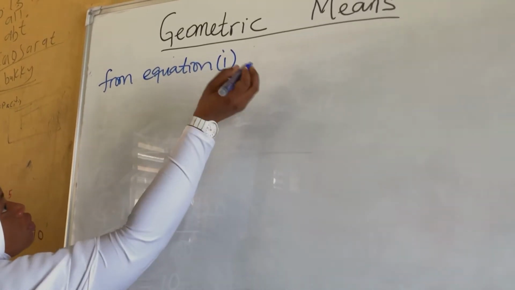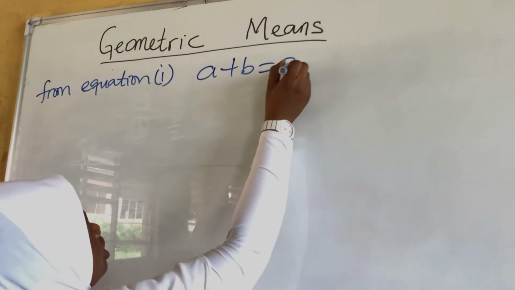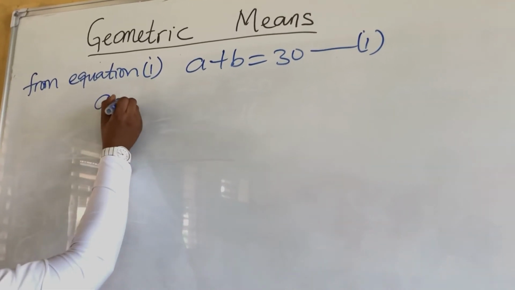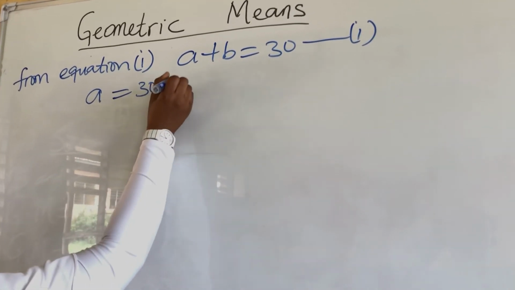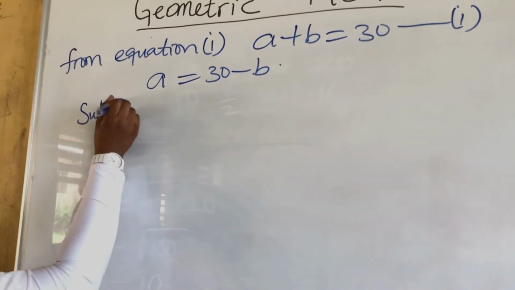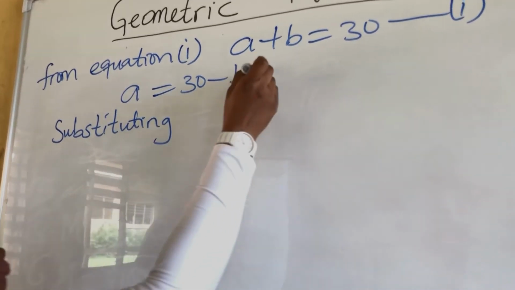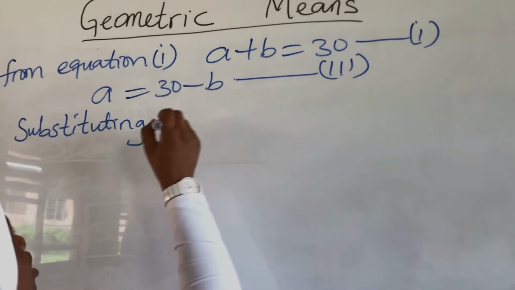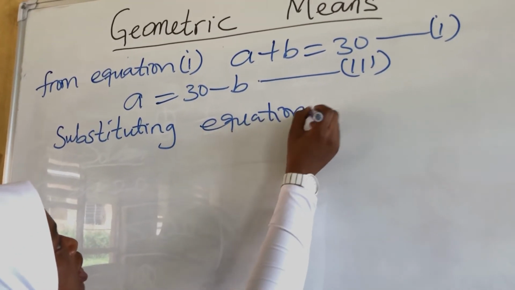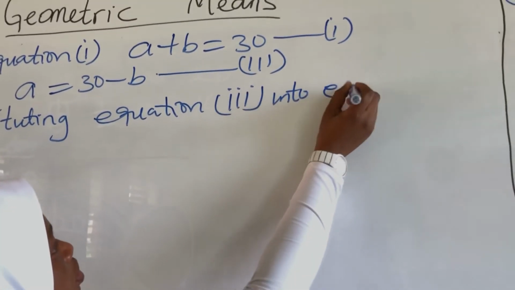From equation 1, which is A plus B is equal to 30, equation 1. So let's make A the subject of the formula. So A will be equal to 30 minus B. So let's call this one equation 3. Substituting equation 3 into equation 2.